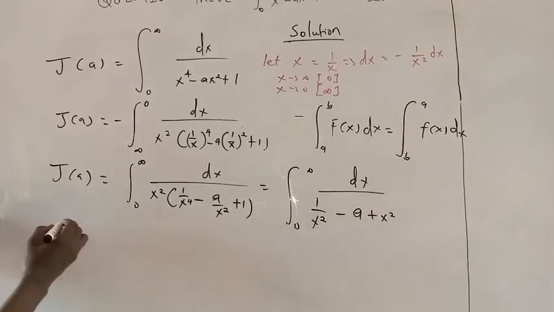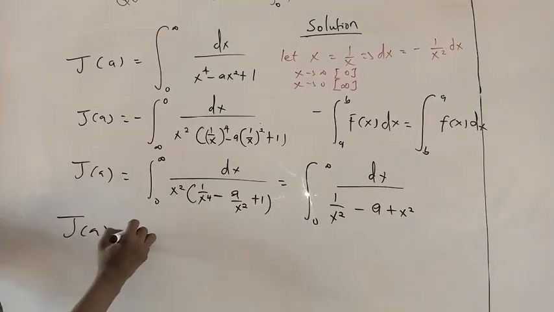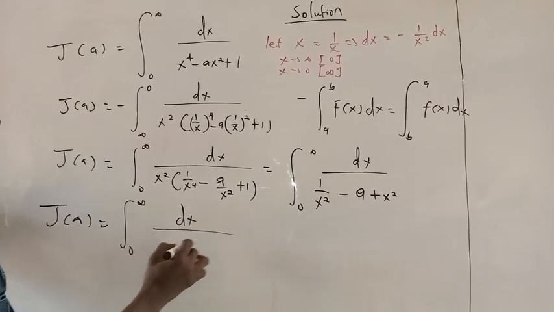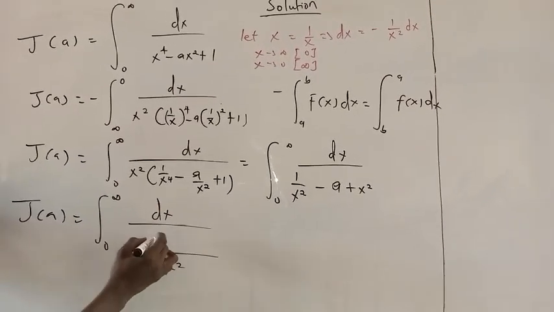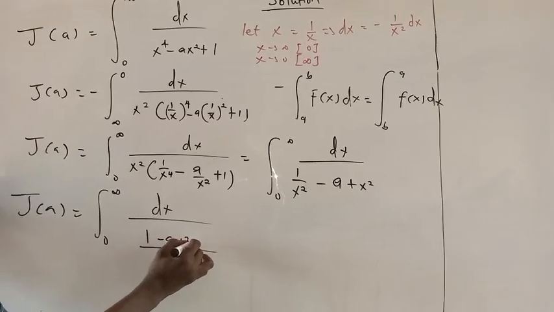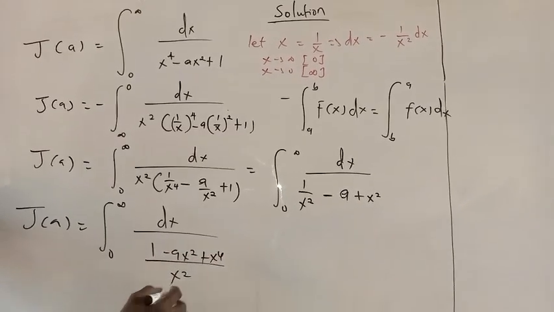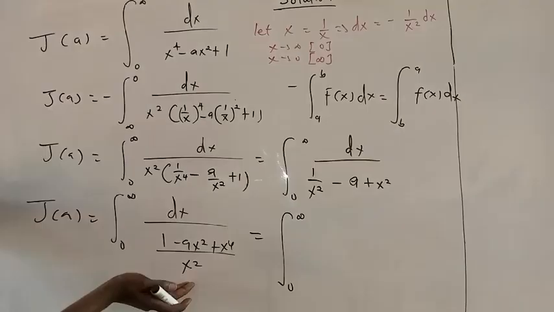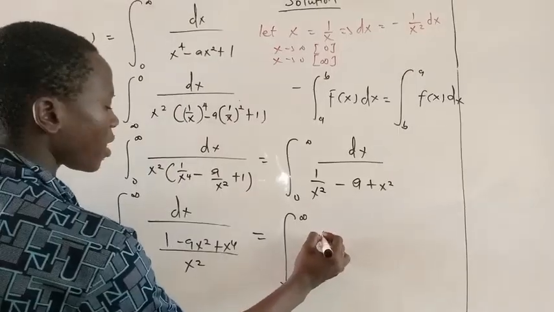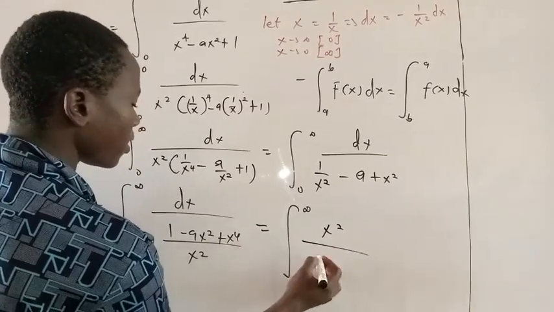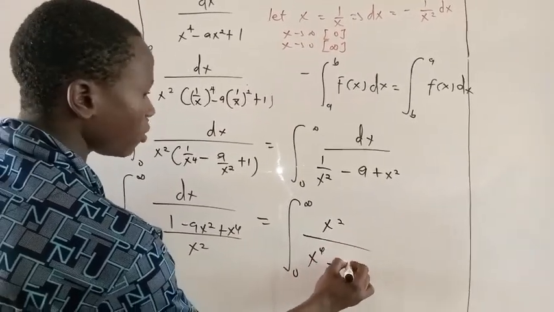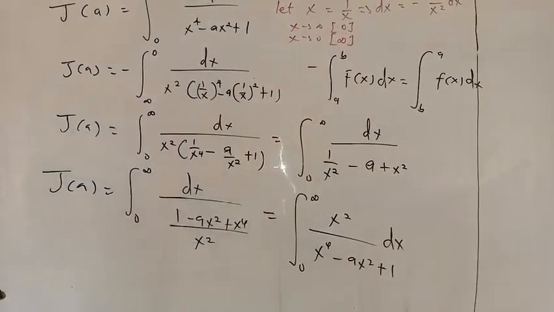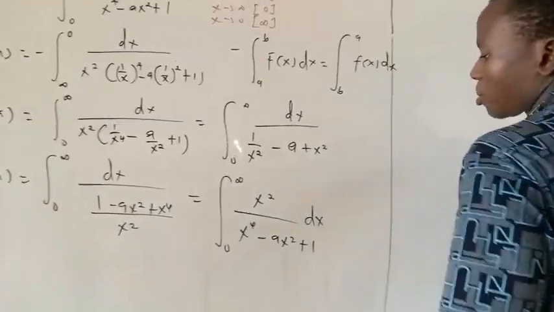Then I have J is equal to the integral running from 0 to infinity of dt all over, so the same here is t squared, and I have 1 minus a t squared plus t raised to the power of 4. So this is equal to the integral running from 0 to infinity, so it will reciprocate, t squared will come up, and I have t squared over t raised to the power of 4 minus a t squared plus 1 dt. Okay, let me move to the next part here.